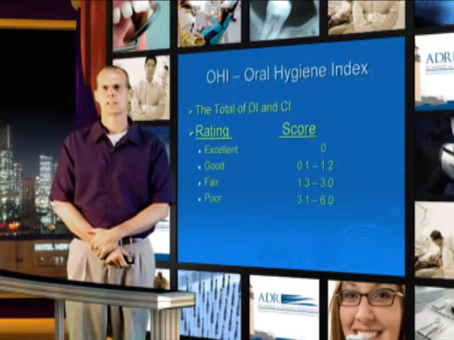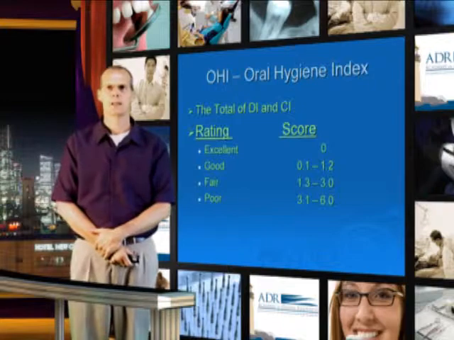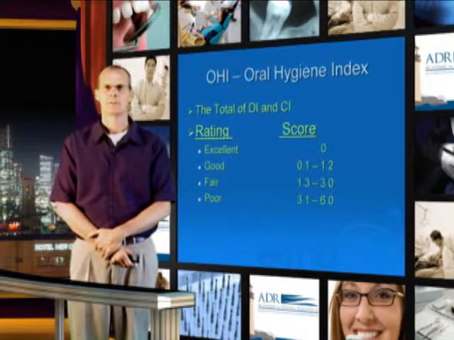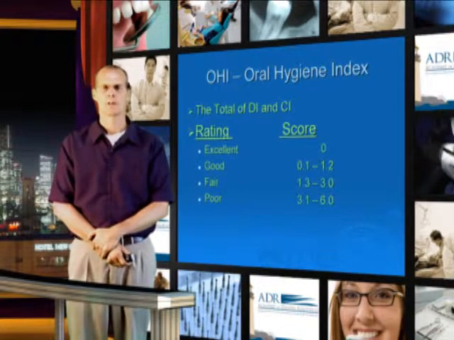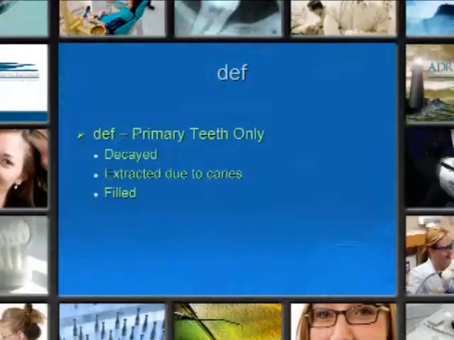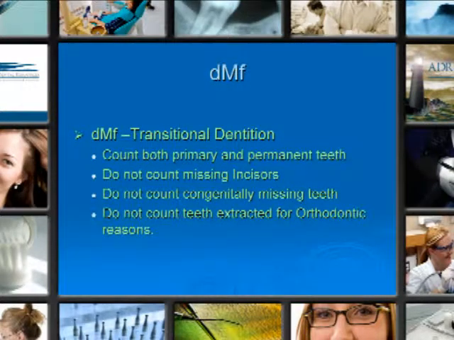The oral hygiene index is simply a total of the debris index plus the calculus index. Ratings are excellent, good, fair, and poor, and the calculator will quickly provide that score for you and your staff members. The DEF, primary dentition: decayed, extracted due to caries, and filled. The DMF is your transitional dentition, count both the primary and the permanent teeth. Do not count the missing incisors. Do not count congenitally missing teeth, and do not count teeth extracted for orthodontic reasons.